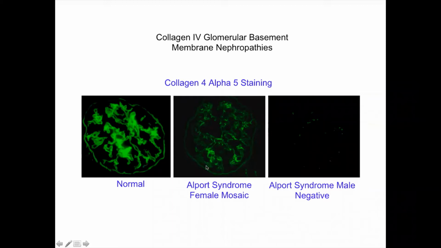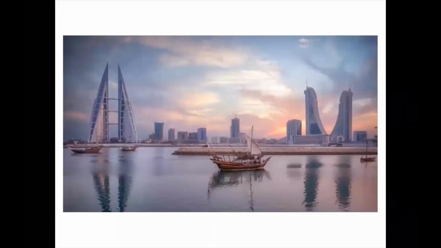So this is what collagen 4 structural abnormalities in the glomerular basement membrane look like, and this is what it looks like in Alport syndrome. This is something that you need to know about and something you need to look for when you look at electron microscopy pictures.